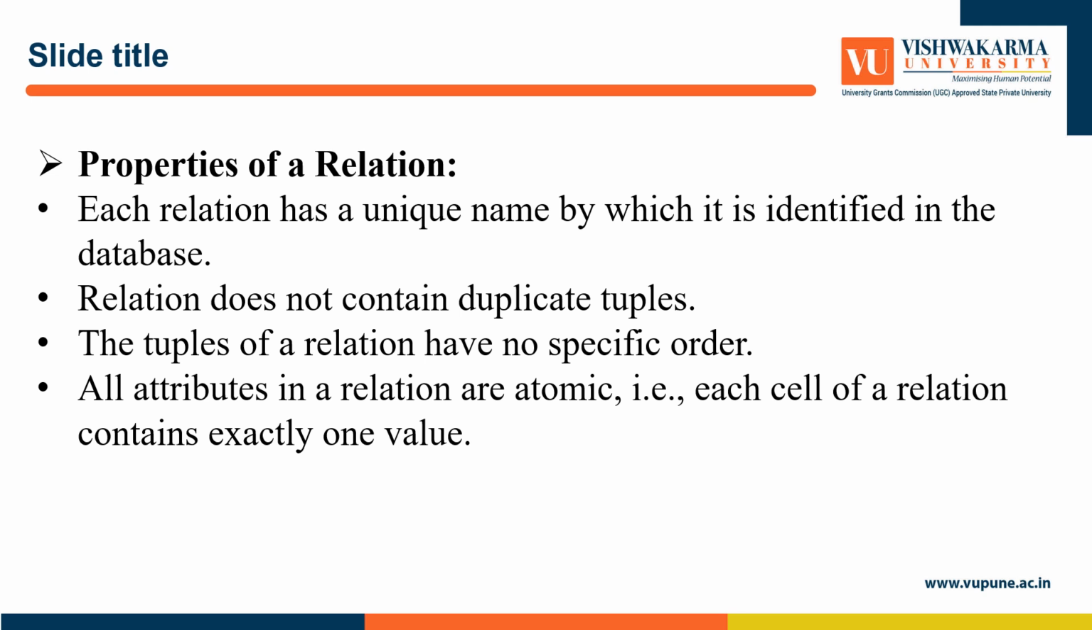Properties of a relation: each relation has a unique name by which it is identified in the database. A relation does not contain duplicate tuples. The tuples of a relation have no specific order. All attributes in a relation are atomic, that is, each cell of a relation contains exactly one value.